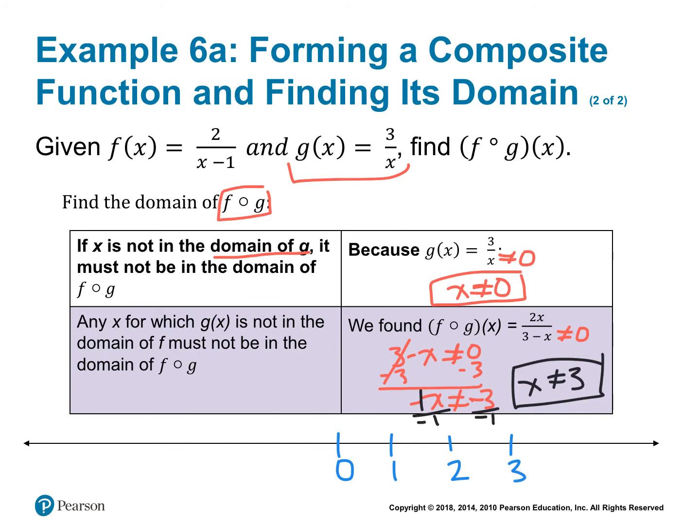Okay, we know it can't be 0, and we know it can't be 3, but it can be anything else. So it could be anything up to the 0 and below it. It can be anything between the 0 and the 3. And it can be anything above the 3.